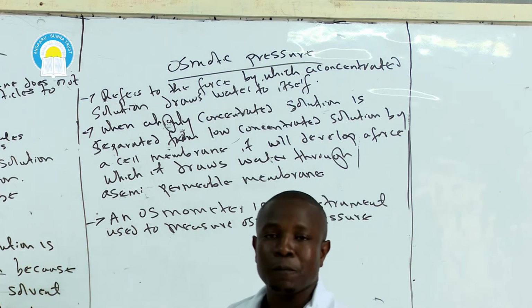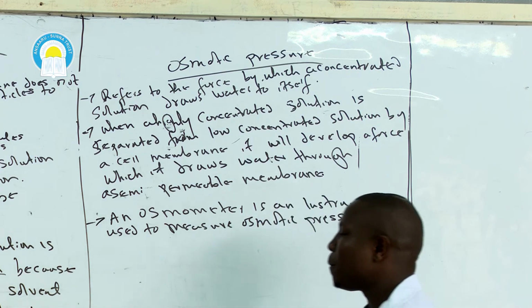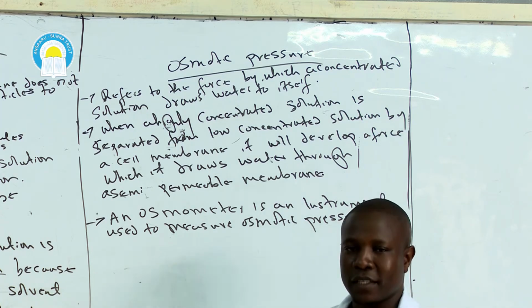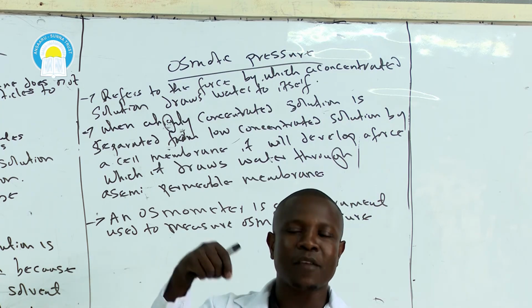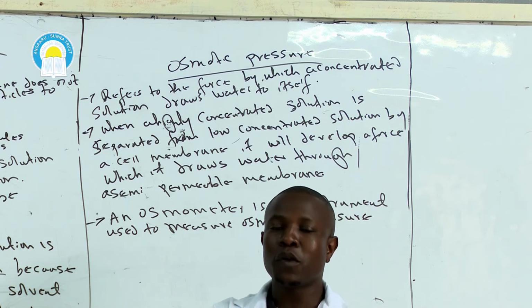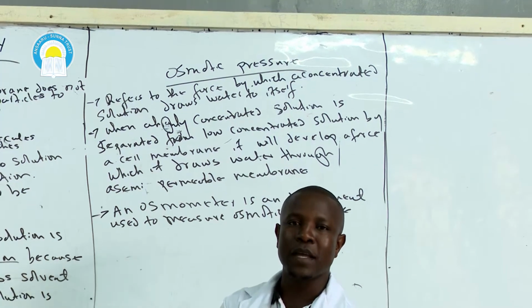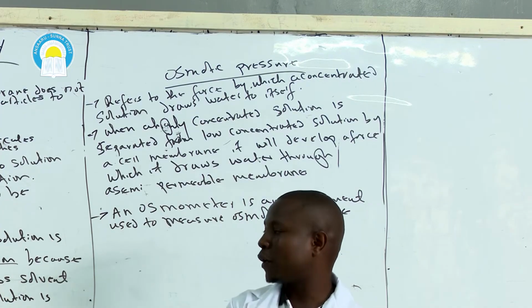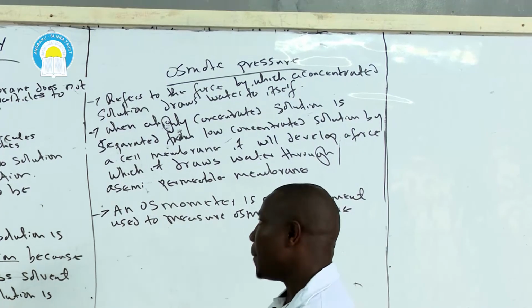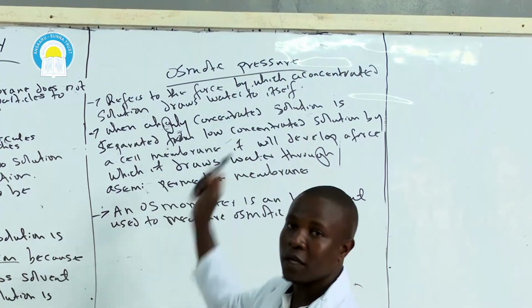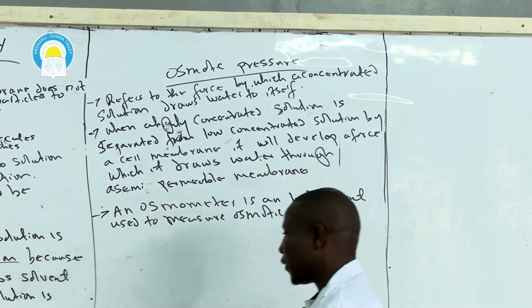Now, if the cell was highly concentrated, and we are placing a cell inside a solution that is highly concentrated, what's going to happen is that the cell will lose water to the surrounding. Instead of water moving from the beaker into the cell, now the cell is the one going to lose water into the beaker. That's through what? Osmotic what? Pressure. Is that pressure that enables what? The cell to lose water to the surrounding.